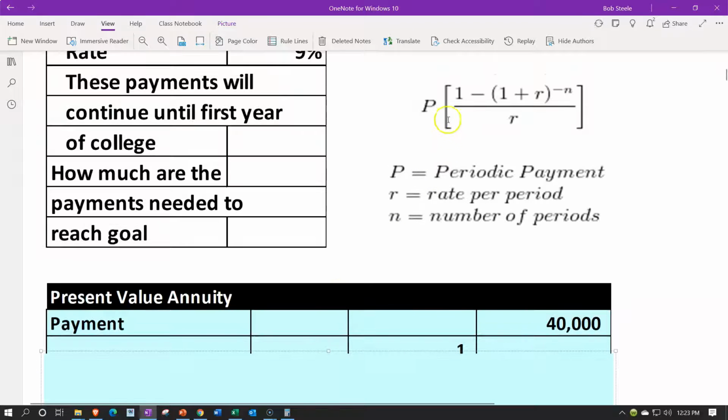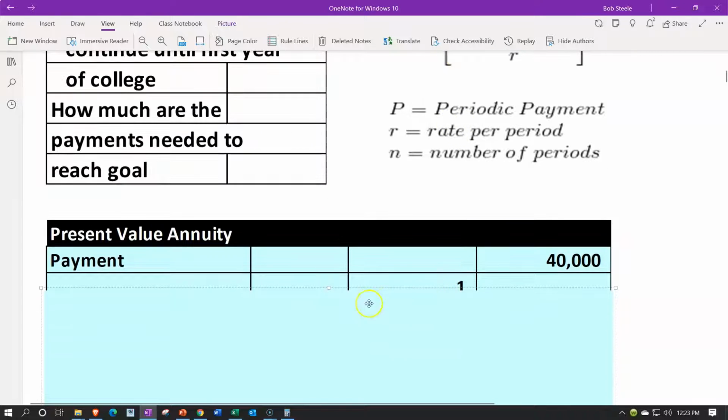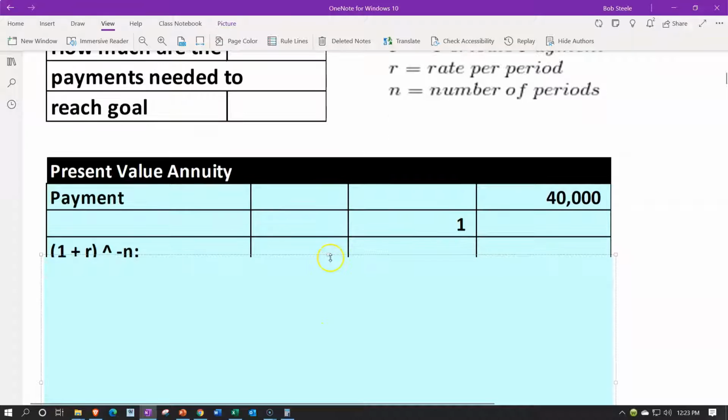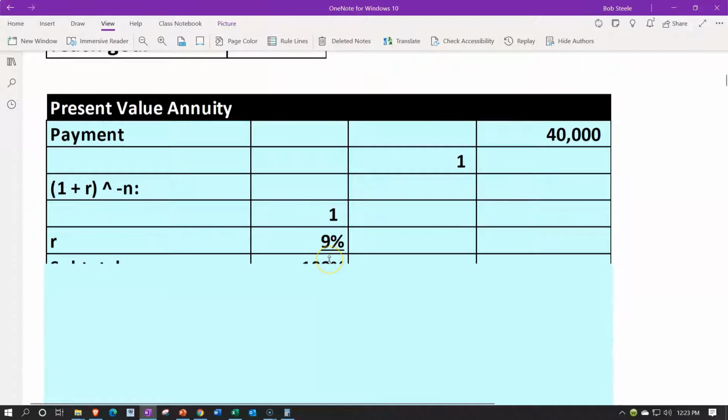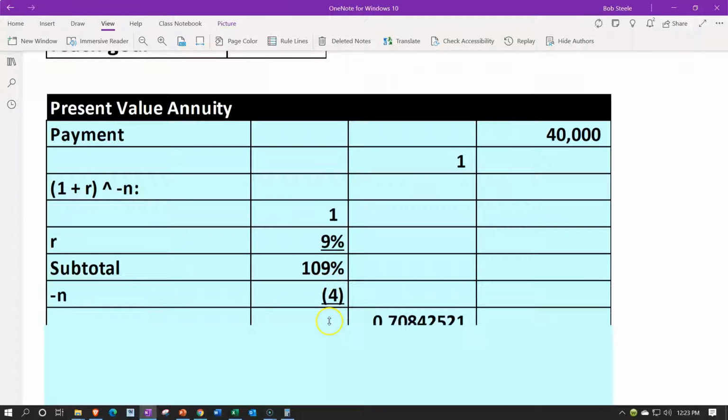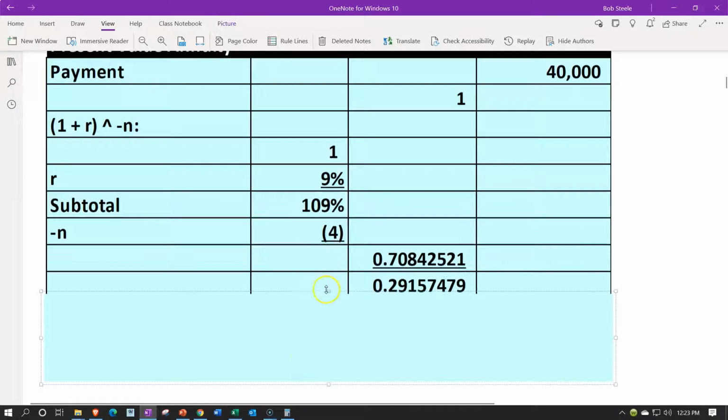So we're going to put the payment on the right-hand side, and then we'll break out the numerator into the middle here. So we're going to say 1, and then I'm going to break out this 1 plus r to the negative n. There's the 1. The rate is going to be the 9%. That's going to be 109%. And then we'll pick up the number of periods, which is going to be 4 years, negative n. We're going to get this number down below.